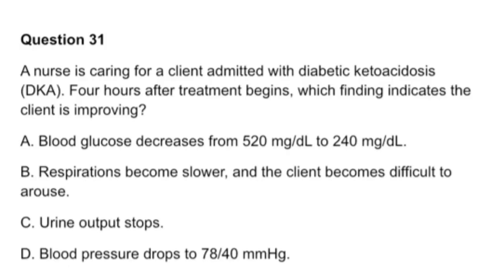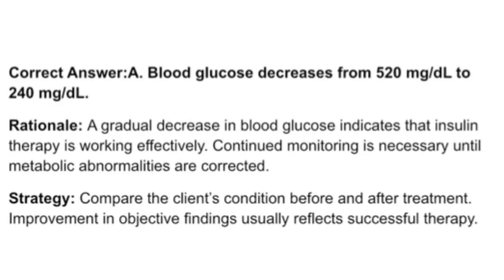Question 31. A nurse is caring for a client admitted with diabetic ketoacidosis, DKA. Four hours after treatment begins, which finding indicates the client is improving? A. Blood glucose decreases from 520 mg per deciliter to 240 mg per deciliter. B. Respirations become slower, and the client becomes difficult to arouse. C. Urine output stops. D. Blood pressure drops to 78/40 mm of mercury. Correct answer. A. Blood glucose decreases from 520 mg per deciliter to 240 mg per deciliter.